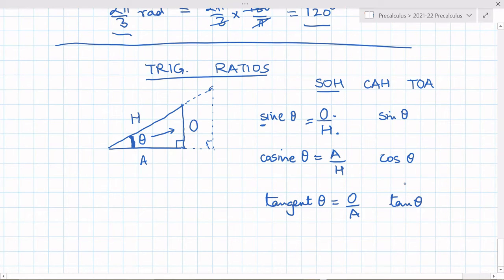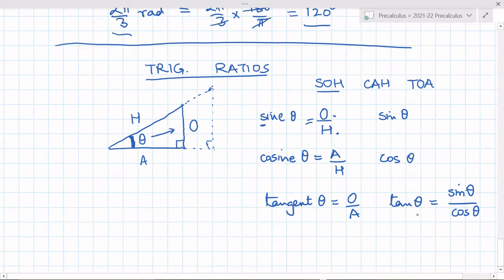Also, you can notice that if you divide sine theta by cosine theta, the H will cancel out, right? And you will get O over A, which is what tan theta is. So tan theta is equal to sine theta over cosine theta.